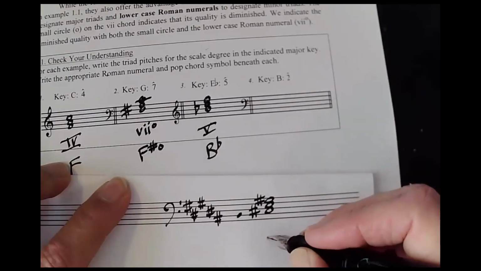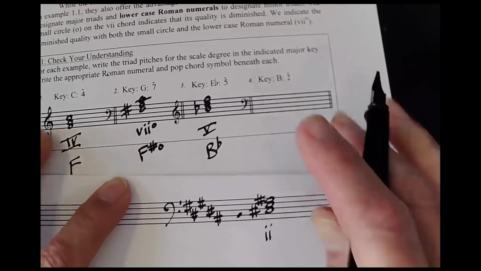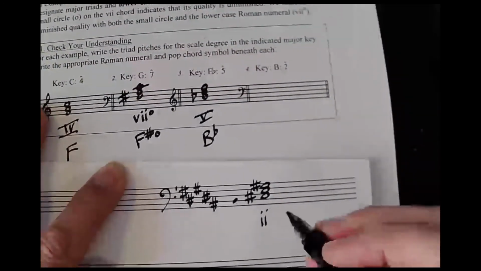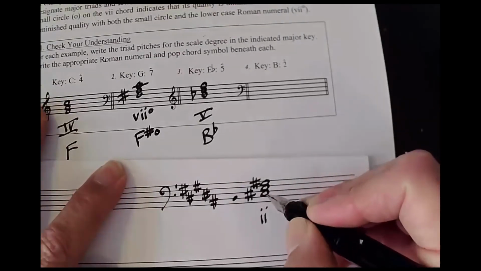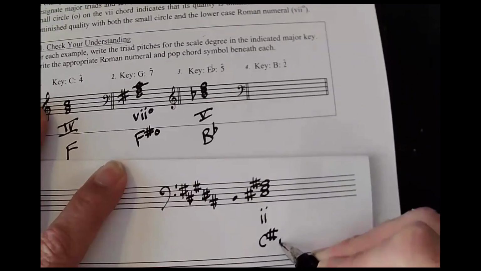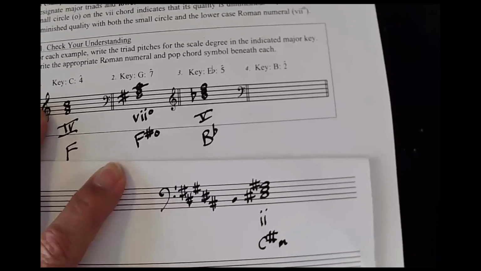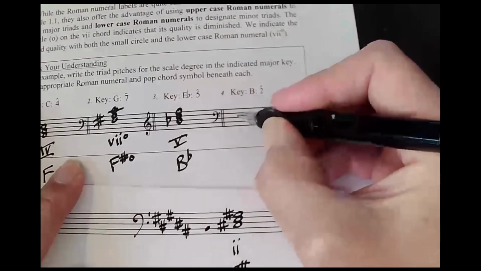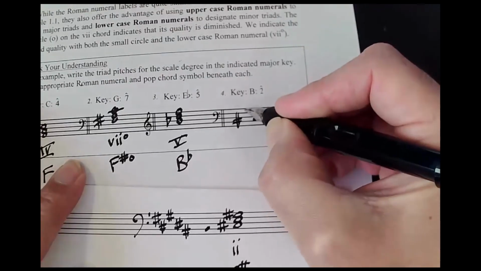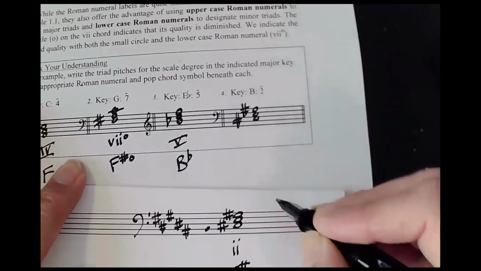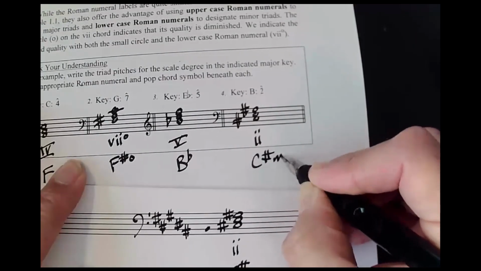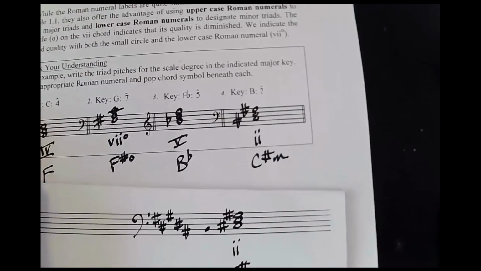So this is scale degree 2, so I put 2 as the Roman numeral. I know that 2 is always a minor triad. That's just the way it always is in a major key. And I name this by its lowest pitch, C sharp. And because I know it's minor, I'll write a little m after it like that. So watch me just transfer it over here. C sharp, E, G sharp. This is a 2 chord, and it's C sharp minor. And there you go.